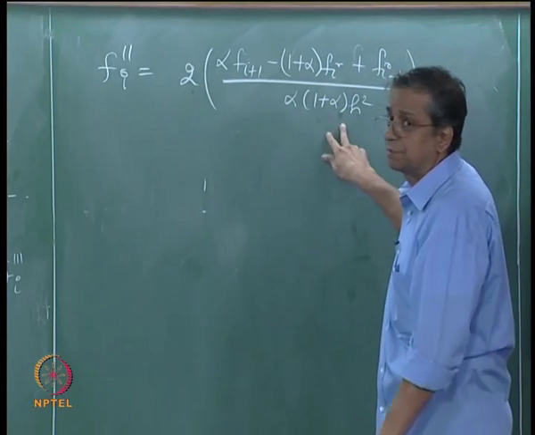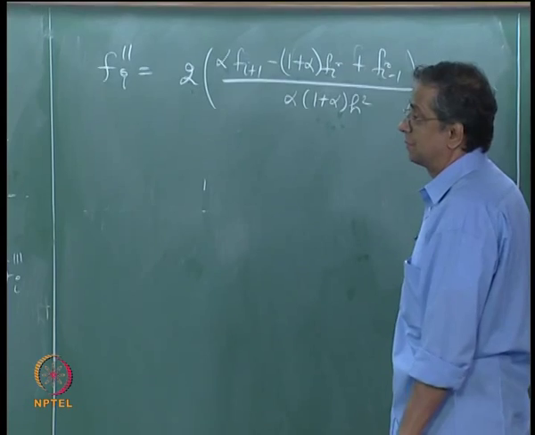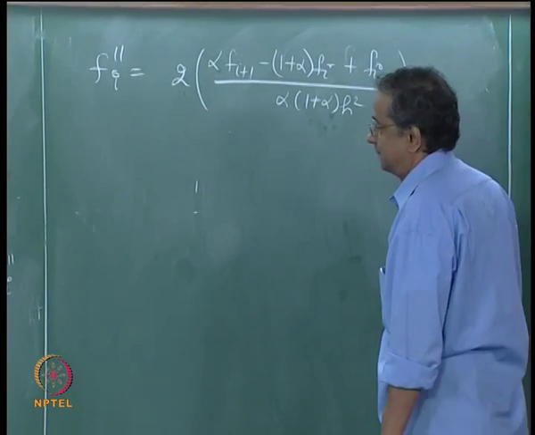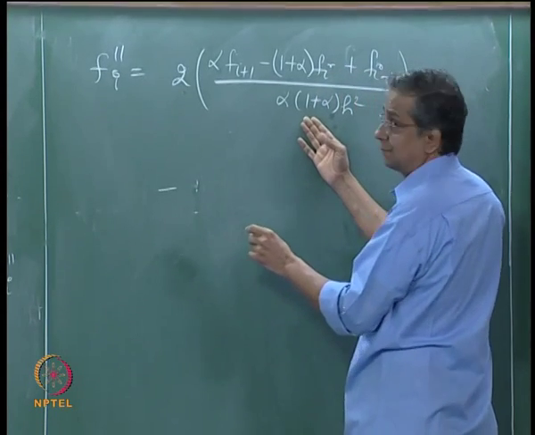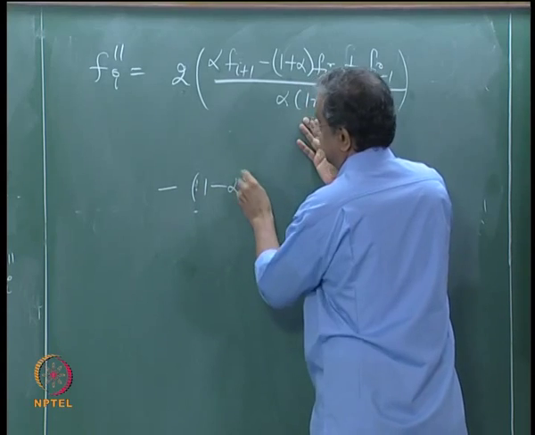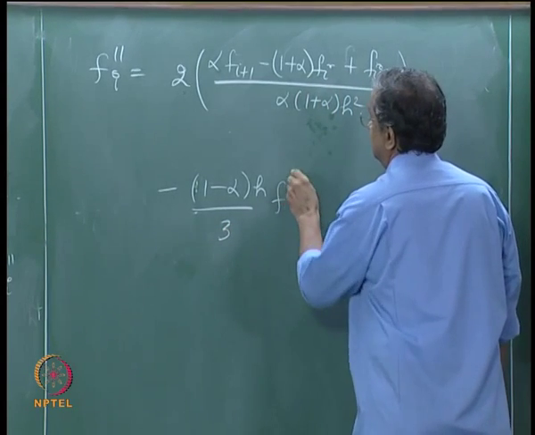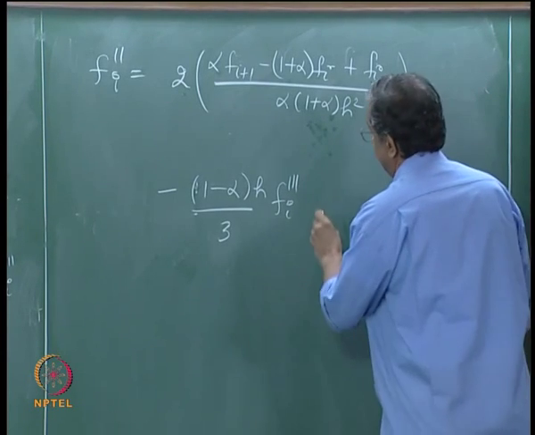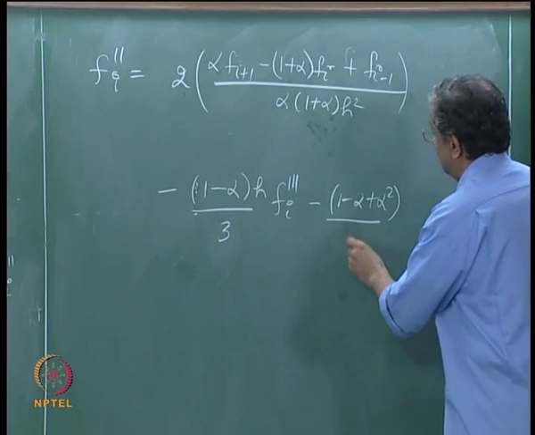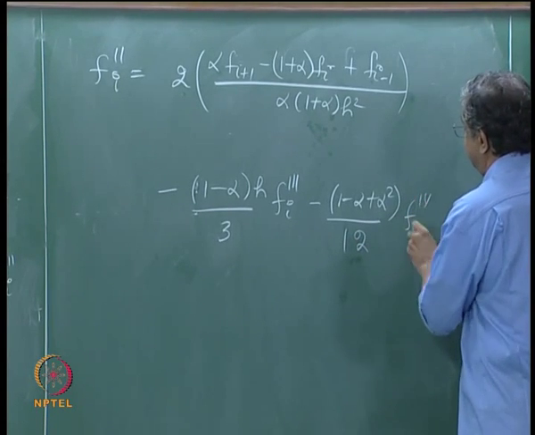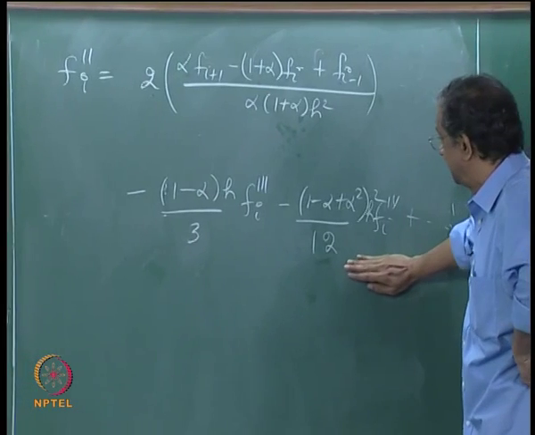If alpha equals 1, that 2 and this 1 plus alpha will cancel, and it goes back to the standard expression. What about the truncation error? You have a third derivative term. This is the truncation error. I have divided by alpha into (1 plus alpha), so it gives me a (1 minus alpha) h by 3 factorial, and this gives me a minus (1 minus alpha plus alpha squared), a little algebra, fourth derivative at i, and there is an h squared here. And this is the difference.